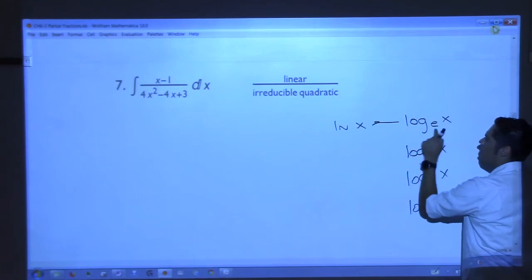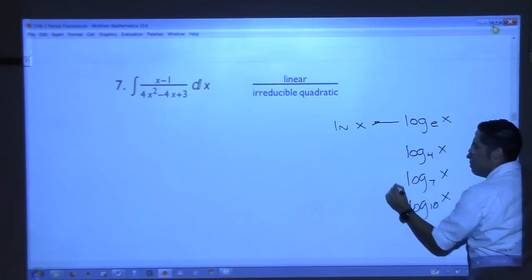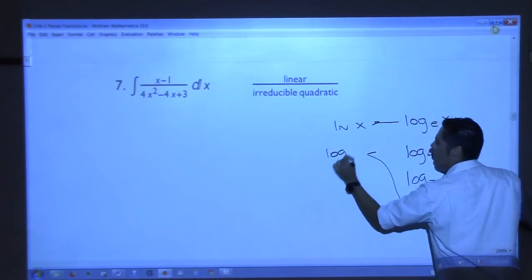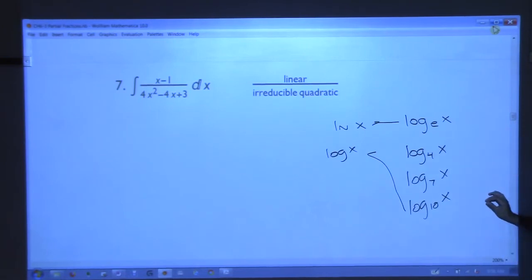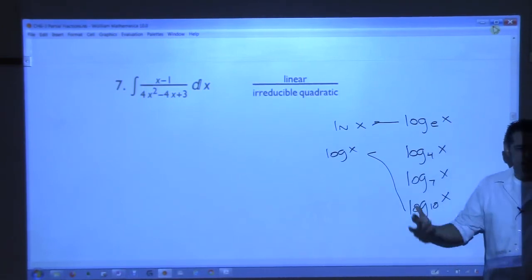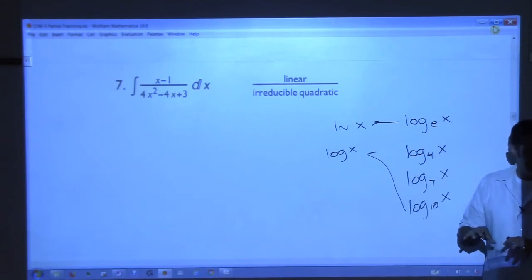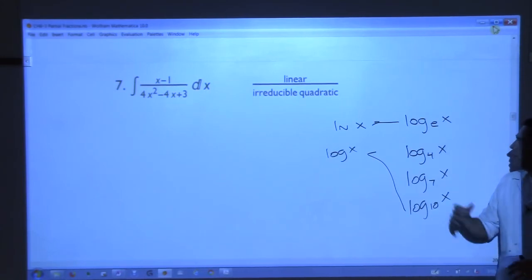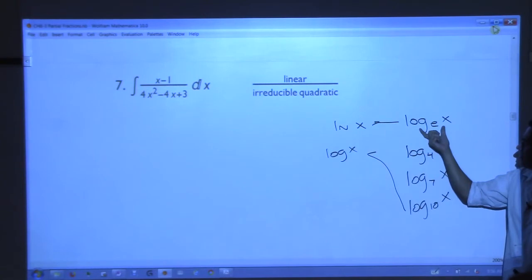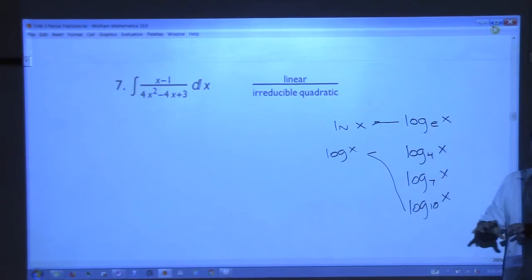When the base of the log is e, you use ln, and when the base of the log is 10, you use log x. And the reason why is because these are used so much that in mathematical papers back in the day, when people were typing research papers and dissertations, this log would appear in their paper maybe 800 times.